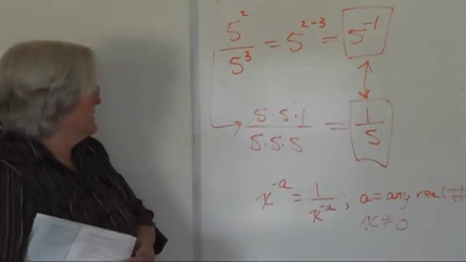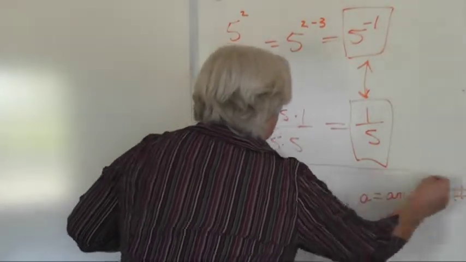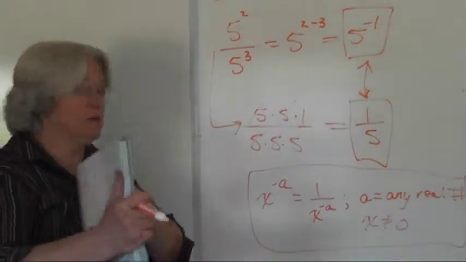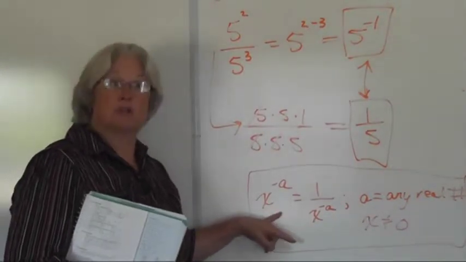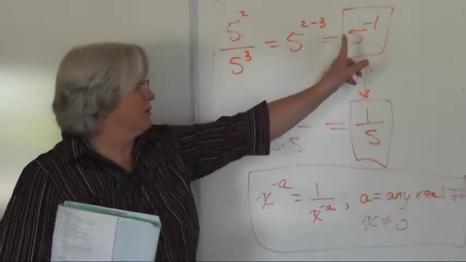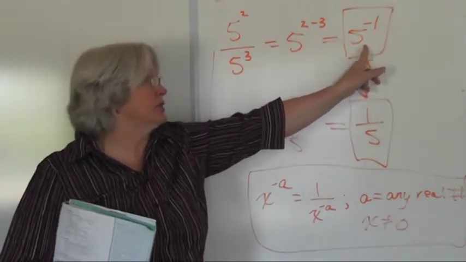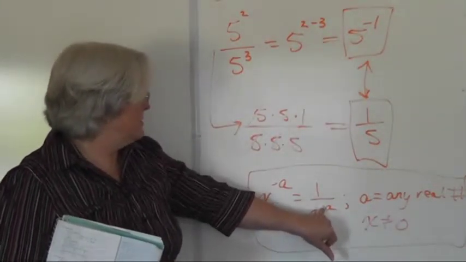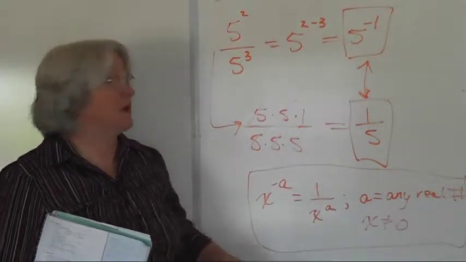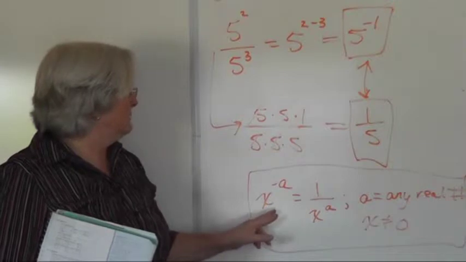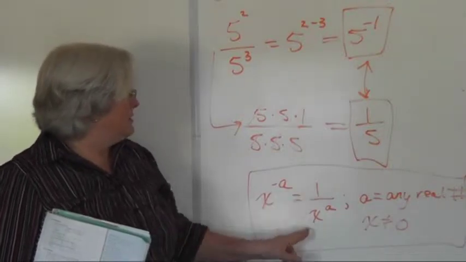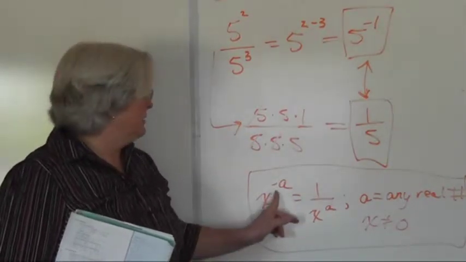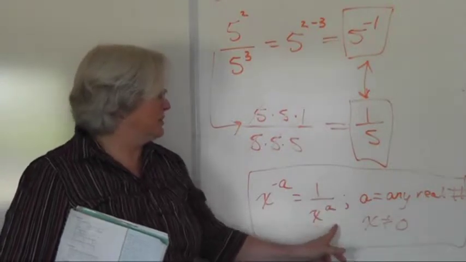Now let's just think, this is the algebraic definition, if you will, of what happens when you have an exponential expression that is raised to a negative power. Here we have an exponential expression raised to a negative. Let's do it that way. Here we had 5 to the minus 1, which is 1 over 5 to the positive 1. The x here would be 5, and the minus 1 changed to plus 1.